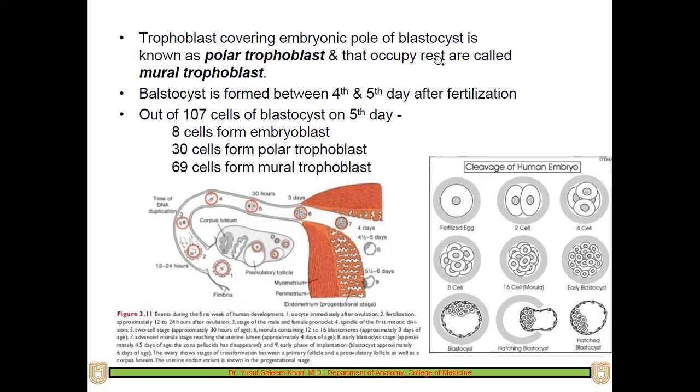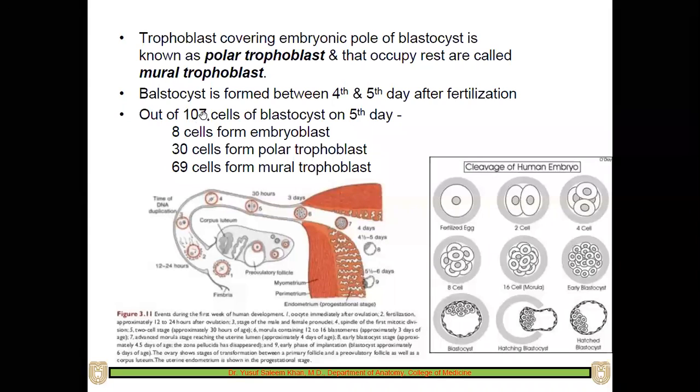As I said, fertilization will be counted as day 0, and from that day we start counting the days. So by the 5th day, there is formation of the blastocyst. Now the blastocyst has 107 cells. By this stage it has already divided into 107. So from one cell to 107, that's why we said it is rapid and successive division. By the 5th day there are already 107 cells of the blastocyst.